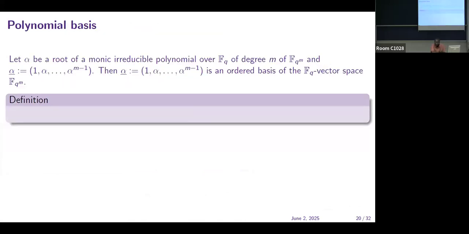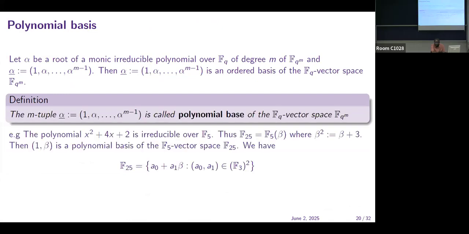Polynomial basis. The polynomial basis is the n-tuple 1, alpha, ..., alpha power m minus 1. Alpha is a root of a monic irreducible polynomial.